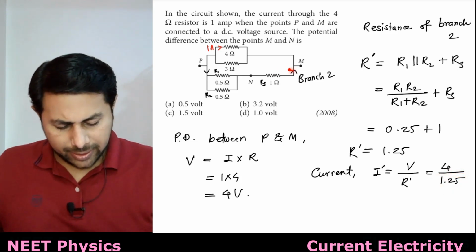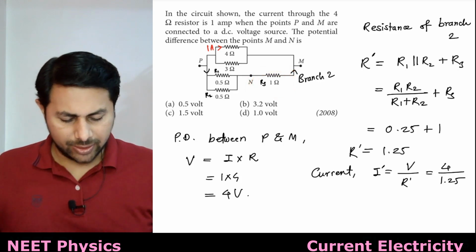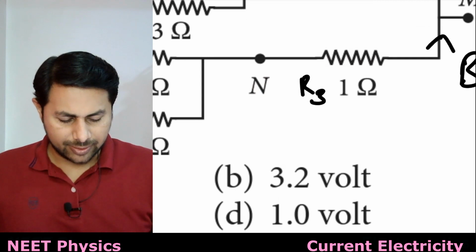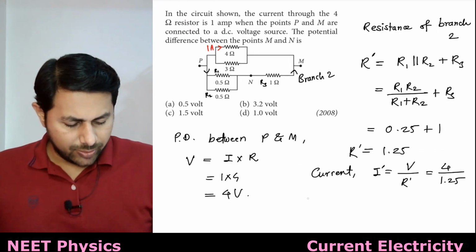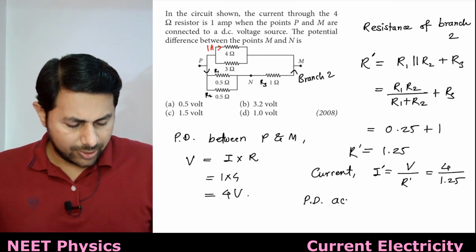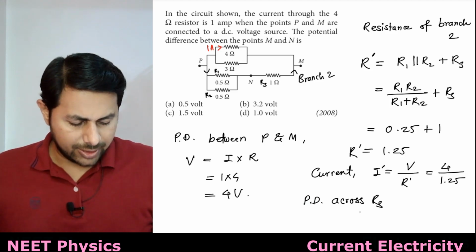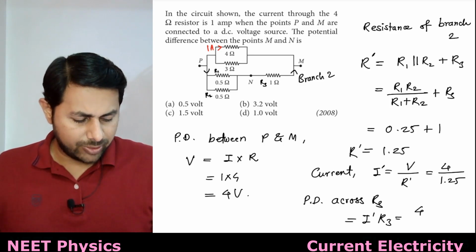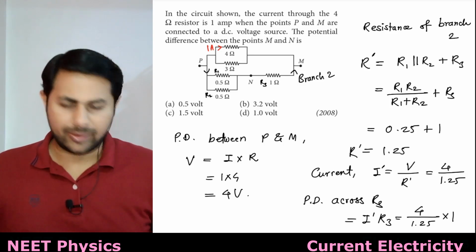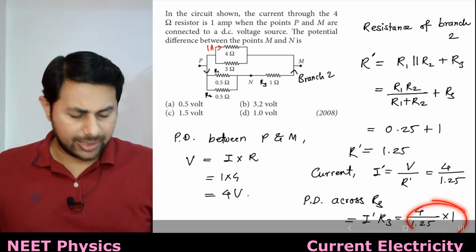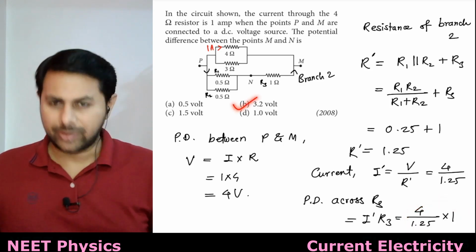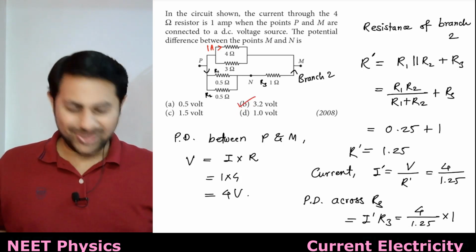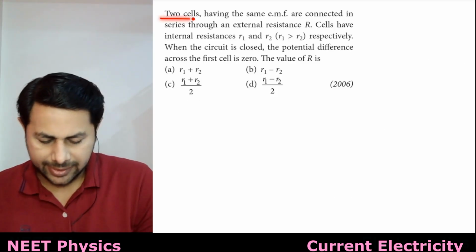Okay, and then what would be the voltage across R3? This is our R3, right? So potential difference across R3 is equal to I prime times R3, and that's 4 by 1.25 multiplied by 1. How much is that? It's greater than 3, right? So 3.2. Yes, so this is clear.